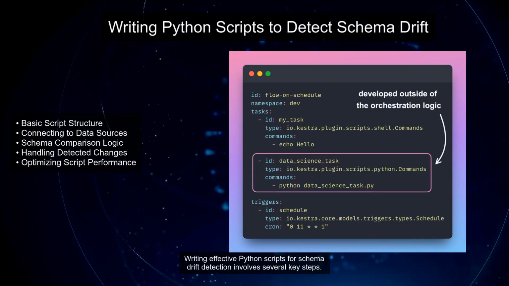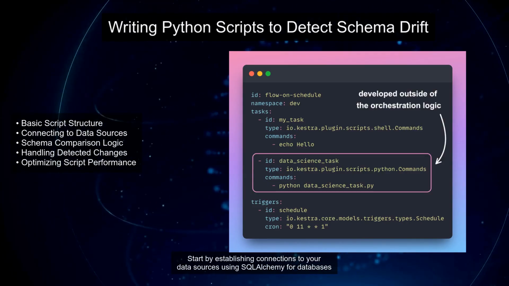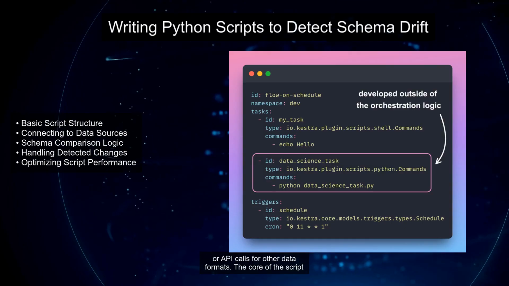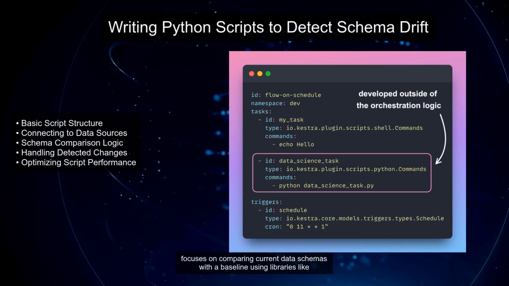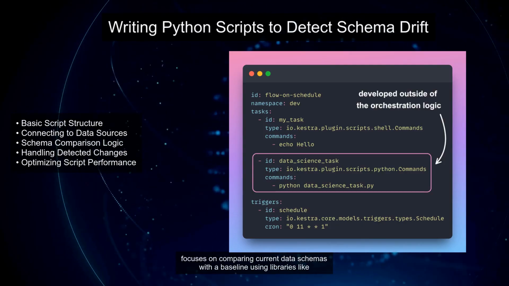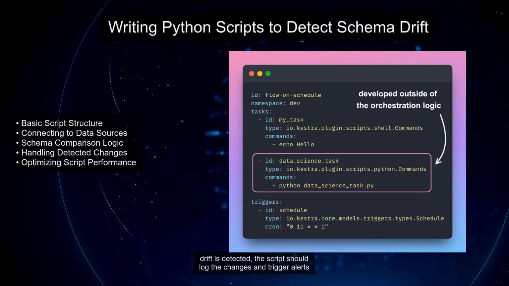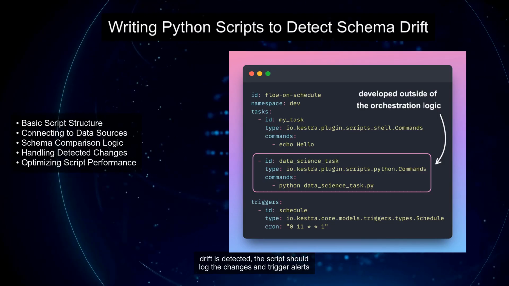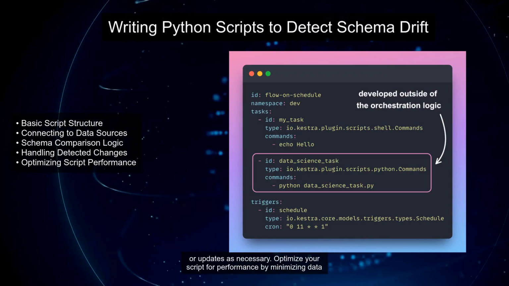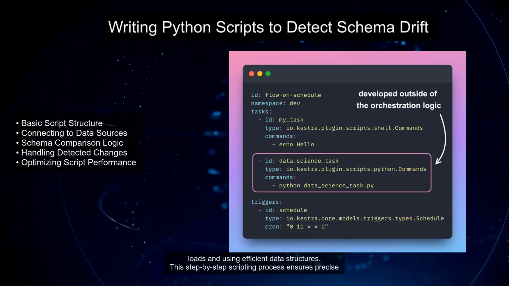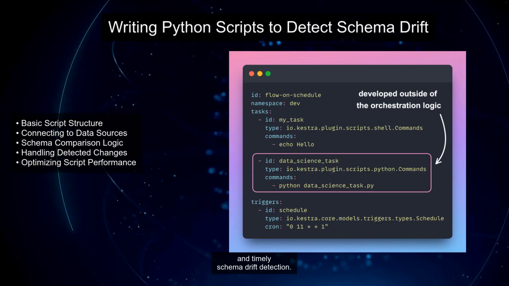Writing effective Python scripts for schema drift detection involves several key steps. Start by establishing connections to your data sources using Schema for databases or API calls for other data formats. The core of the script focuses on comparing current data schemas with a baseline using libraries like Pandas to handle data frame operations and diff-match-patch for spotting differences. Once a drift is detected, the script should log the changes and trigger alerts or updates as necessary. Optimize your script for performance by minimizing data loads and using efficient data structures. This step-by-step scripting process ensures precise and timely schema drift detection.